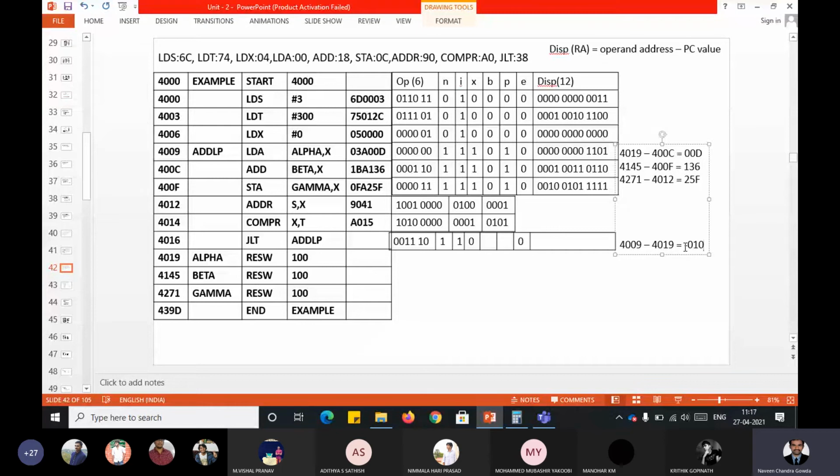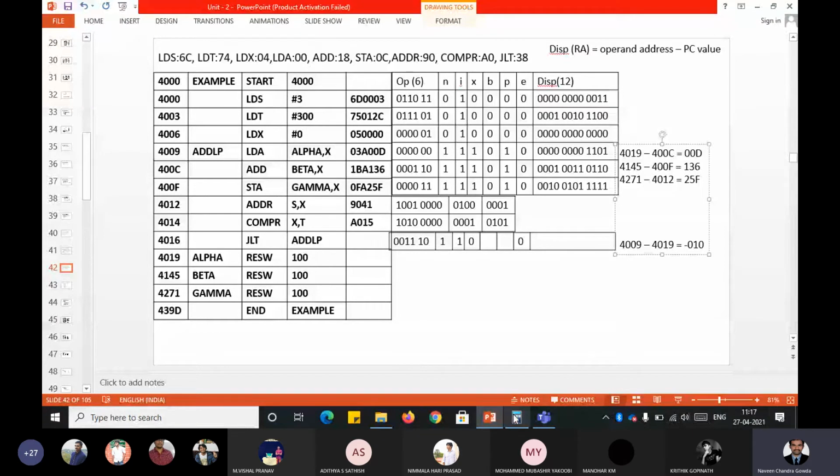So for that itself, basically how to do it. If you do it in the calc, you'll get it directly. If you observe 4009 minus 4019, if you do it like this, you will get it directly. But I can show you, even in the previous example also I have shown you how to get it.